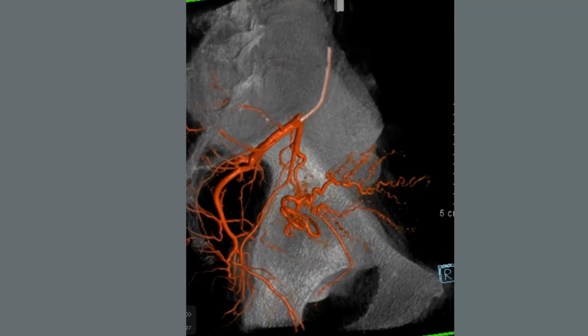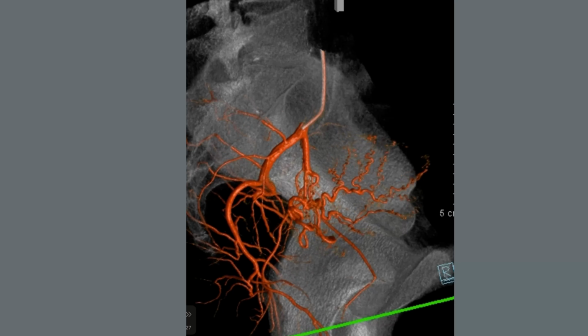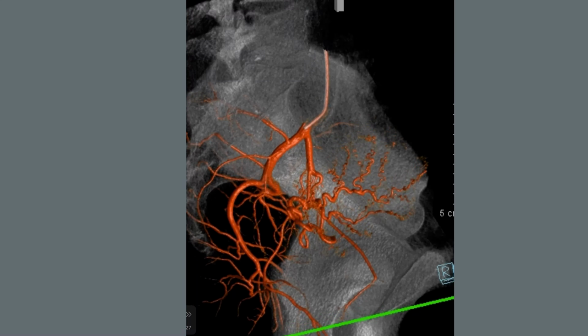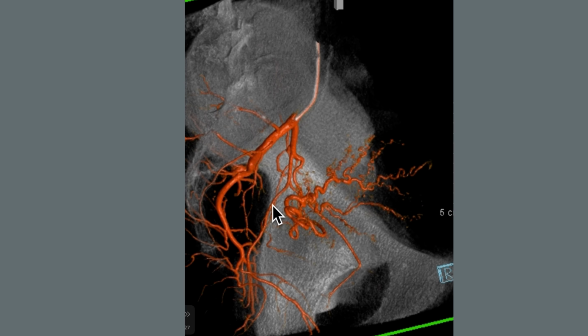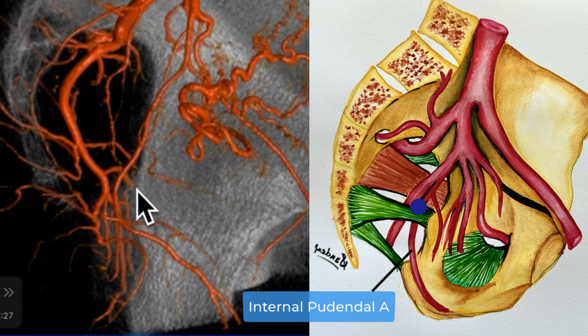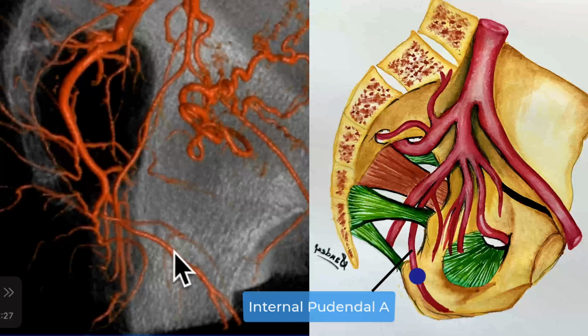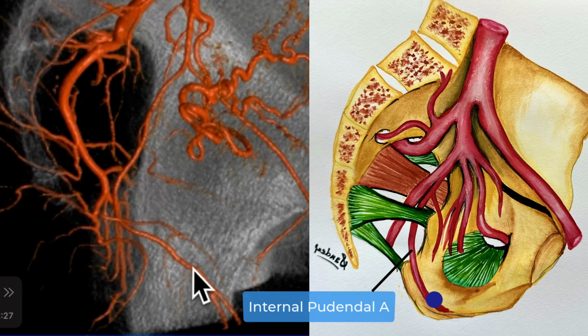This is the 3D rotational angiography of the left internal iliac artery. Here we could see that this is the anterior trunk which is giving rise to the uterine artery, and then there is one branch which traverses downward, and at the level of the ischial spine it is bent forward and running at the lateral aspect of the inferior pubic rami, and this is the internal pudendal artery.